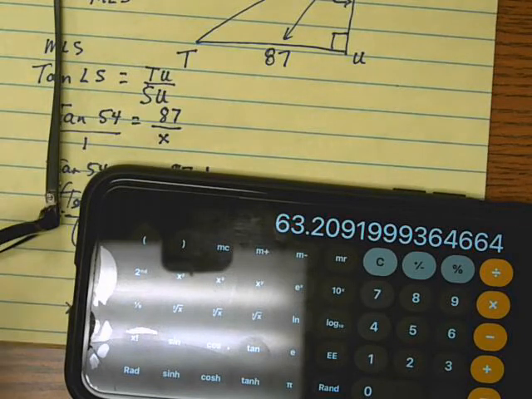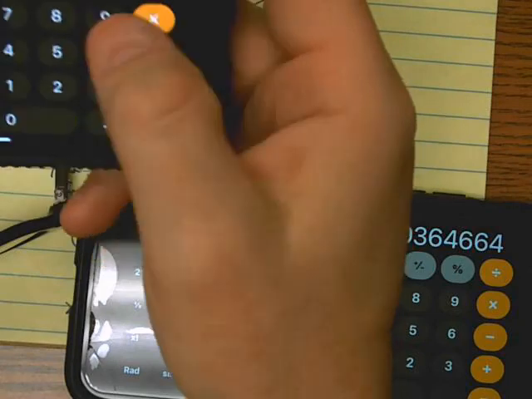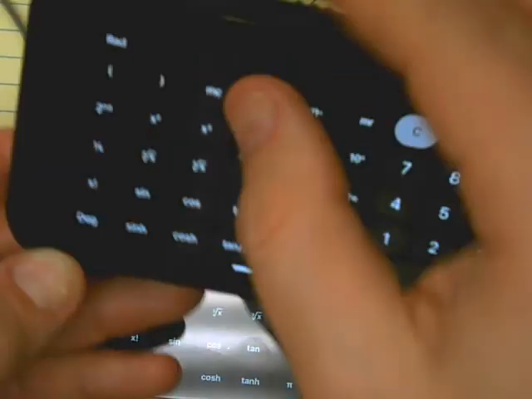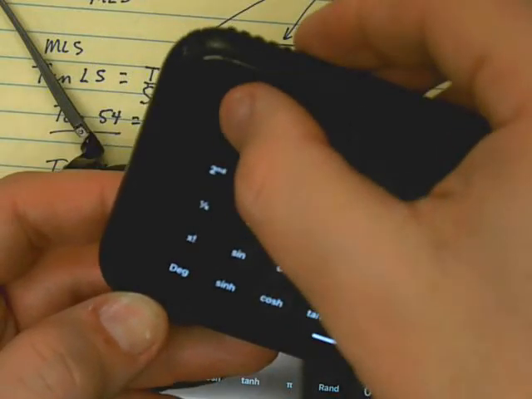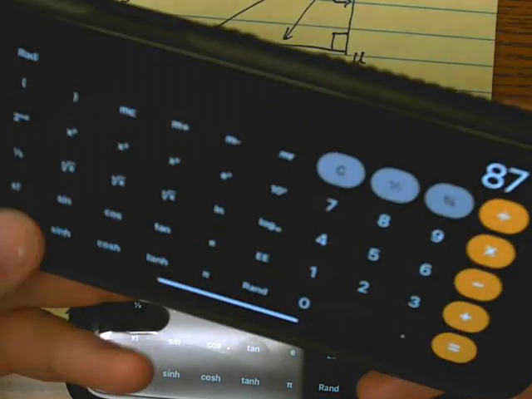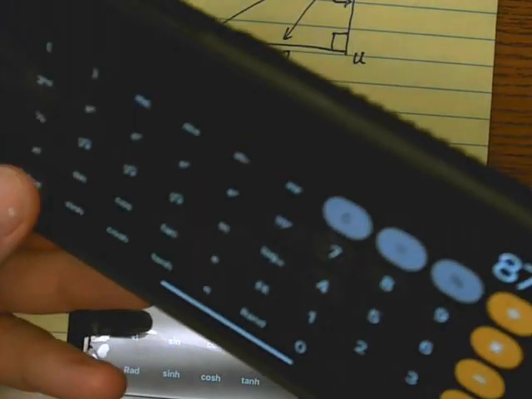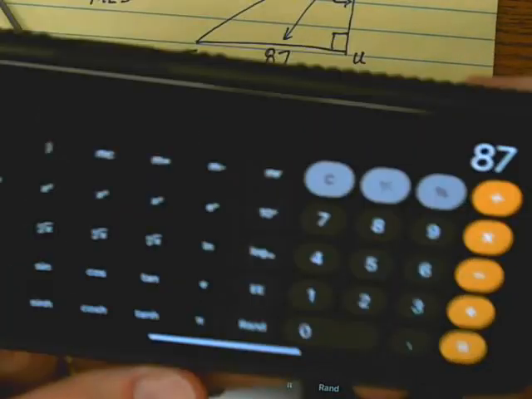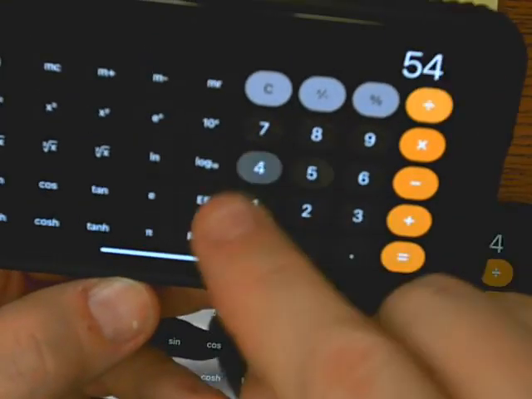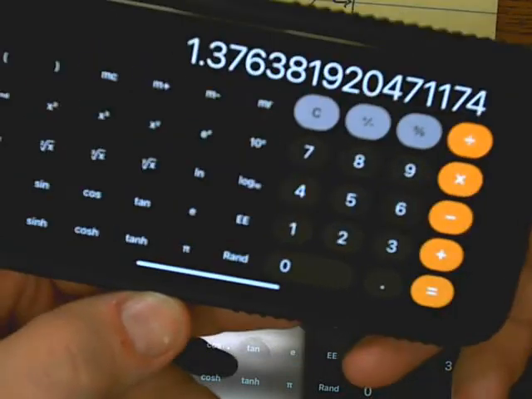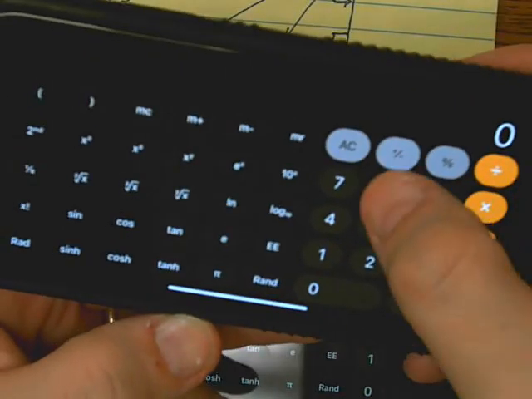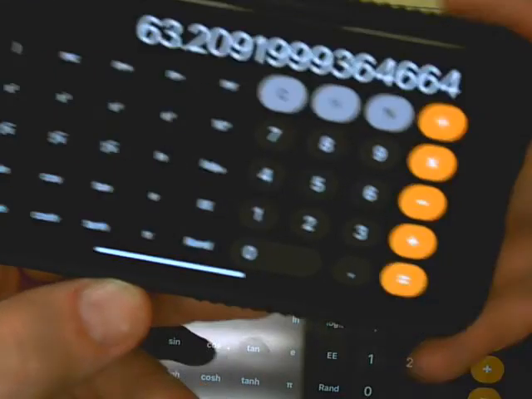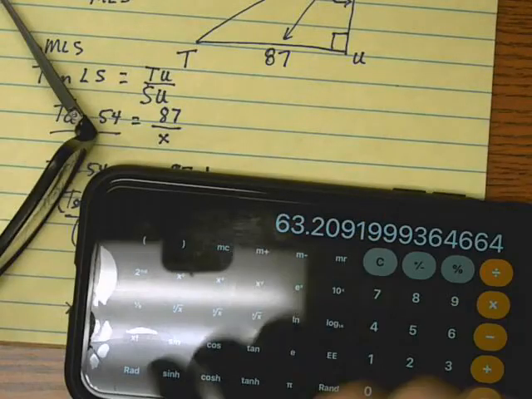Okay, so this is similar to mine. So you go 87. Well, first of all, you're in RAD mode. You see RAD? So hit that. Hit the degree mode, and then go to RAD degree. Yep, now it's in degree mode. All right, so 87 divided by 54 tan. 87 divided by 54 tan. 63.2. Yeah. Okay. Yes, Kayla.